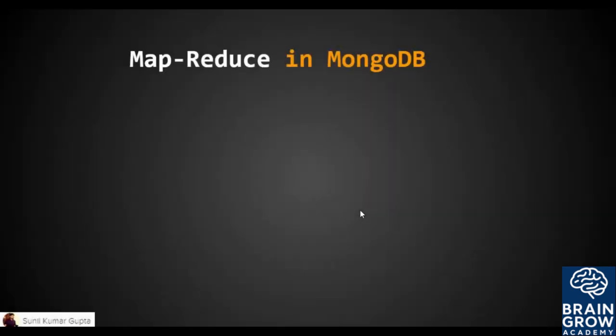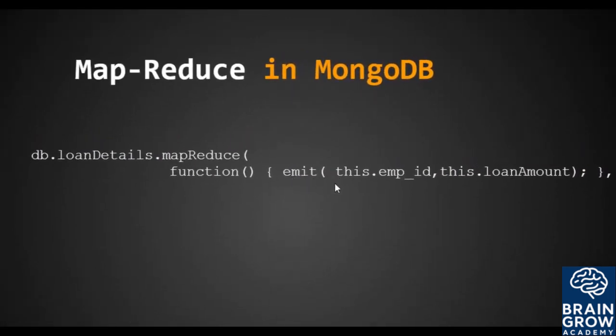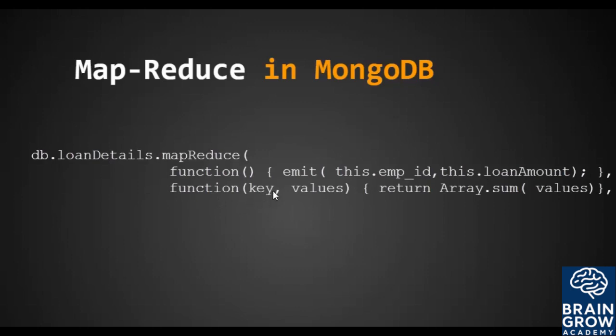Now, how do we write the MapReduce function? As I said earlier, we use db dot, and loanDetails is the collection containing all the documents for the employee loan details. Then we use the mapReduce function and inside that we provide this function, and we use emit. Emit is another function which gives you these two, employee ID and loan amount. Then we use another function with the key and value, and it returns an array sum of all the values.